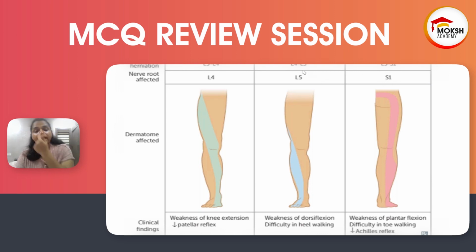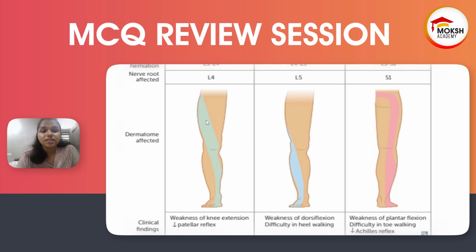L5 does not have any reflexes associated with it, but you can see there is weakness of dorsiflexion. Sensory distribution, if possible, try to remember it, but mostly with the help of the reflexes that are affected, we could come to a conclusion.